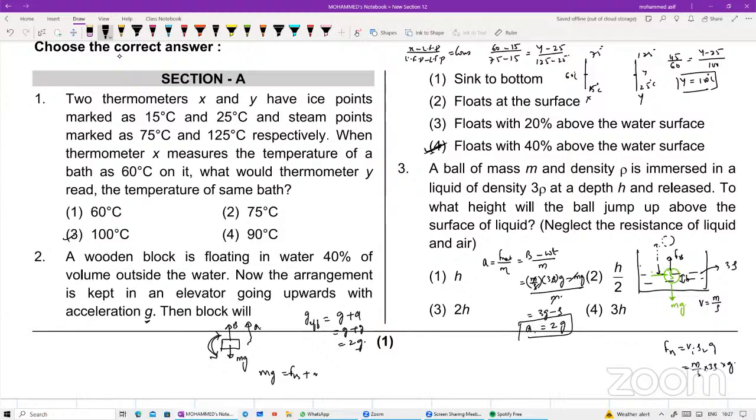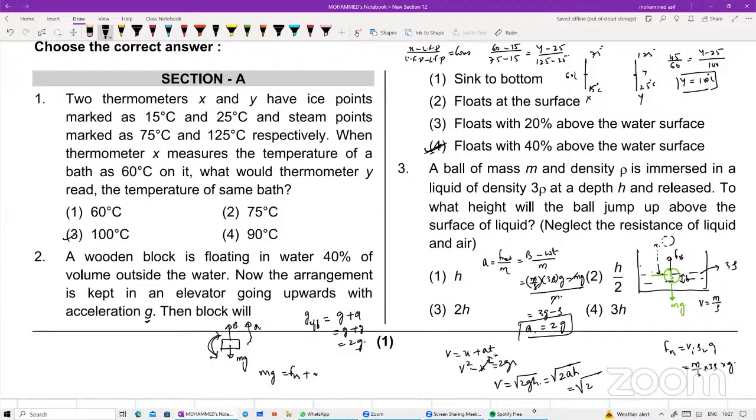So the velocity with which the ball will reach the surface: v is equal to u plus at, I can't use this one. v squared minus u squared is equal to 2 into acceleration into h, that is 2g into h. Initial velocity is 0. So v is equal to under root of 2 into 2g into h. And here the acceleration due to gravity is now g, acting over the height to which it will go.